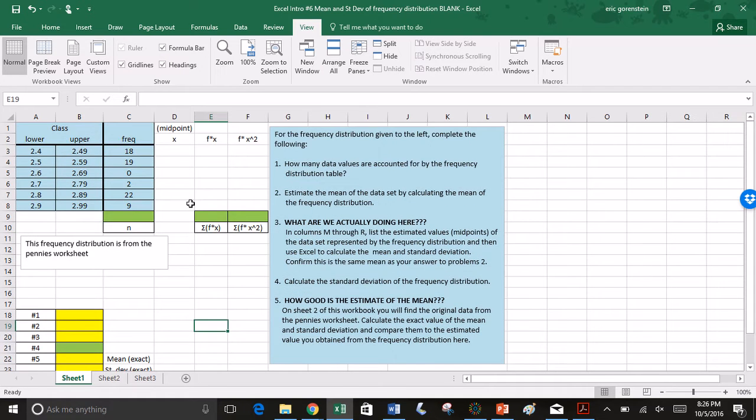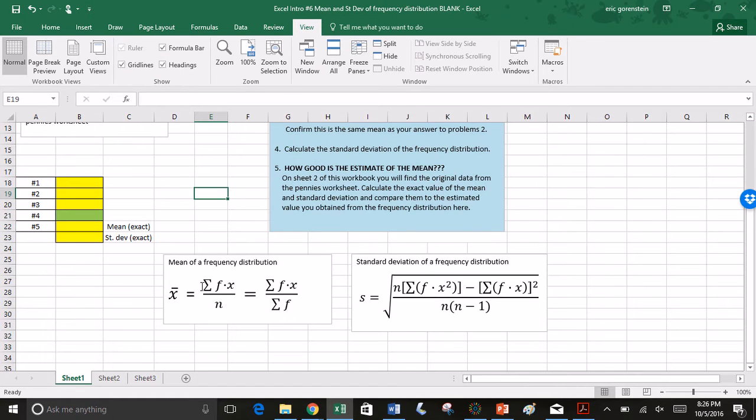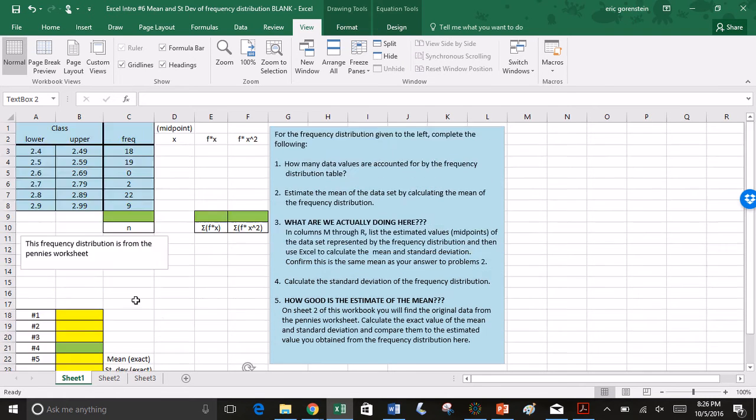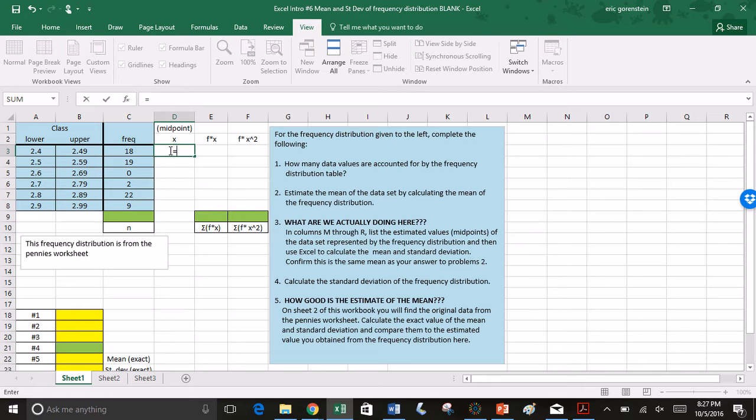Okay, so first for the mean. The mean is the sum of f times x, so frequency times data value, divided by n, where n is the sum of the frequencies. So these x values, remember x stands for data values. We don't have any of the data values. So for these x values, we estimate them by the midpoint of each class. So the midpoint equals, we're averaging out the lower and upper bounds: lower bound plus upper bound divided by 2.